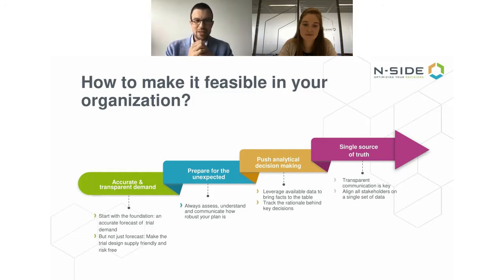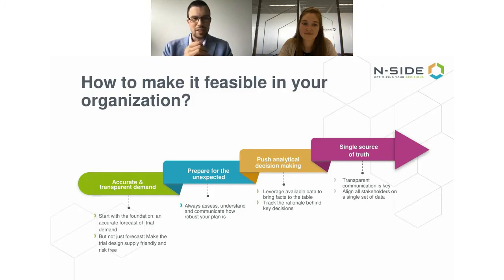We would also encourage you to push for analytical decision making. So we've been in way too many discussions where two, three, four people had very diverging opinions as to how a certain situation should be tackled. And it was all just based off of their experience and their gut feeling about what the right path forward is.